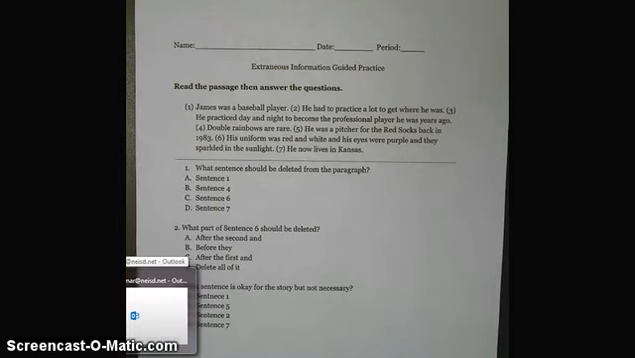Now we are going to work on the guided practice. The passage reads: James was a baseball player. He had to practice a lot to get where he was. He practiced day and night to become the professional.